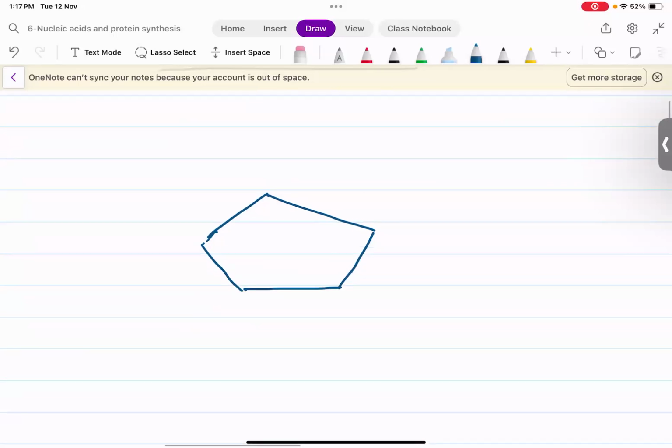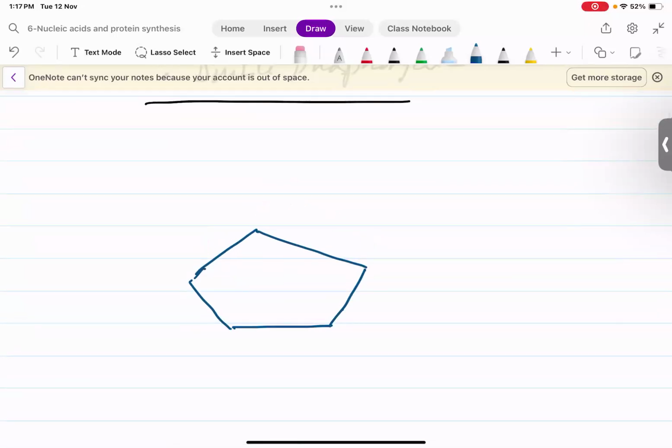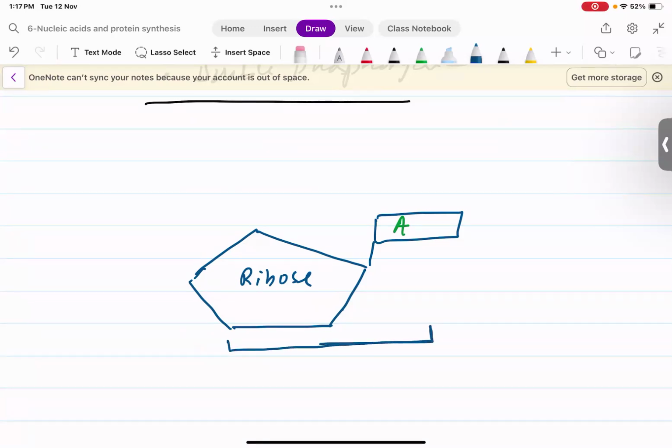Okay, so what does it mean? This is ribose sugar. It has a nitrogen base attached here, which is adenine. We can represent it with A. A sugar which has a nitrogen base attached with it is known as a nucleoside. And because adenine is attached with it, it is known as adenosine.